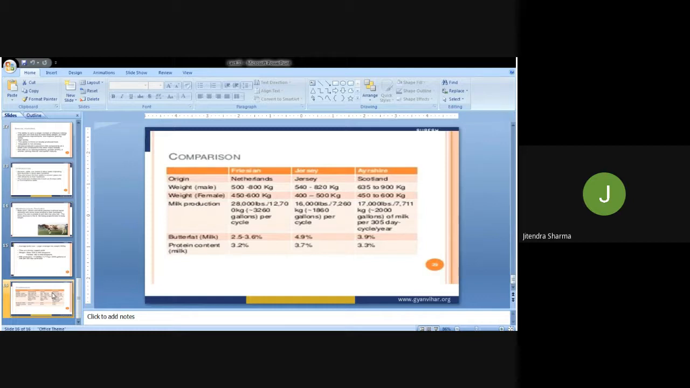Looking at this, we can say that Jersey is the better animal as far as our conditions are concerned, because we can easily raise this animal in our conditions without much attention, compared to the attention required for the Holstein Friesian and the Ayrshire. So these are a few important things that we have discussed here, and I hope you have a better understanding of the exotic cow. And further, we will discuss all the things that we.